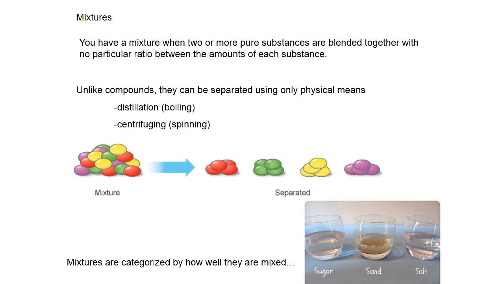This is what makes mixtures and compounds different. Compounds don't work this way. Due to this difference, unlike compounds, mixtures can be separated using only physical means. Physical means refers to processes like filtering, which uses things like a coffee filter or strainer to separate parts of the liquid. Other processes, such as distilling, which is boiling, or centrifuging, which is spinning, may be necessary to separate some really well-blended mixtures, but you never need a chemical reaction to separate the parts of a mixture.